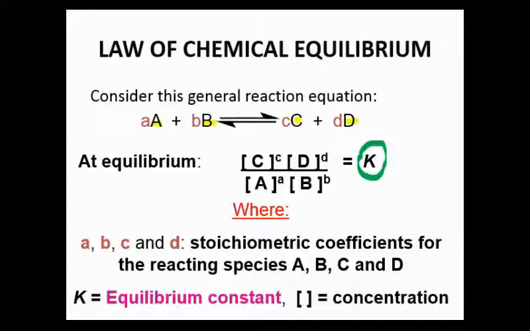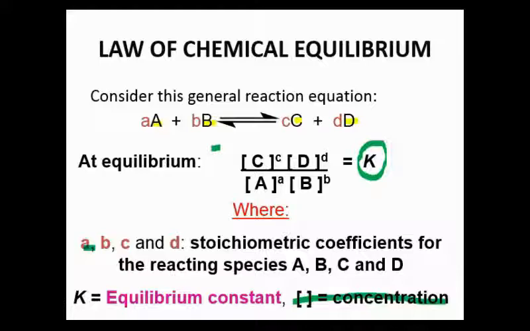The small letters a, b, c, and d are the stoichiometric coefficients for the reacting species, the capital letters A, B, C, and D. To write the law of chemical equilibrium, we write the concentration of each product. The concentration is indicated by the square brackets here, raised to the power of its stoichiometric coefficient.